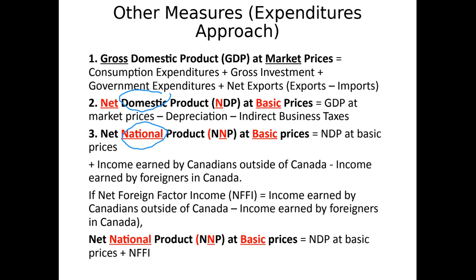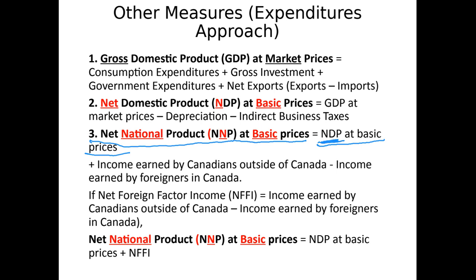How we are going to move from net domestic product to net national product. So this is the formula. Net national product, that is NNP at basic price, is equal to NDP at basic price. So first we take this same NDP, and now I have to convert, so I have to make an adjustment. I've already calculated NDP at basic price above.